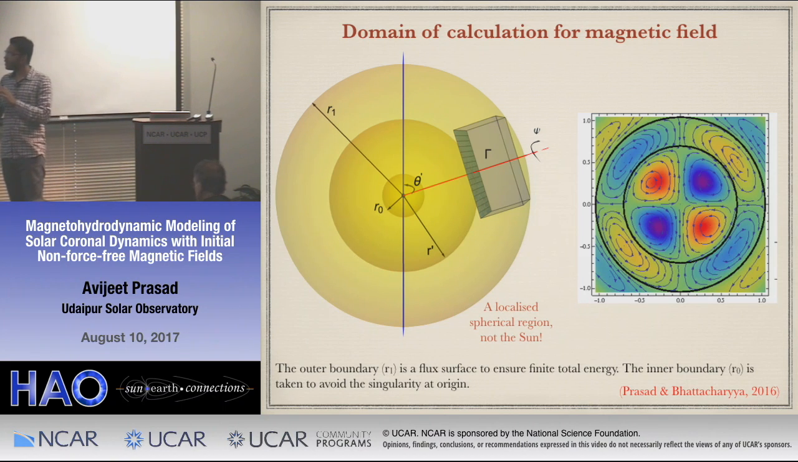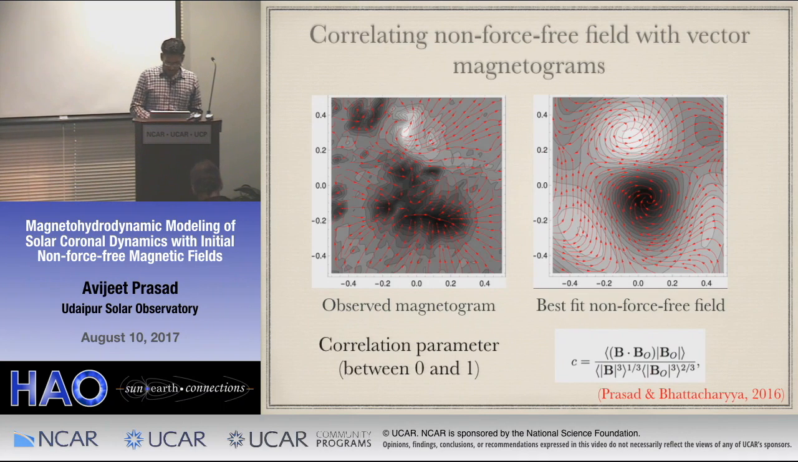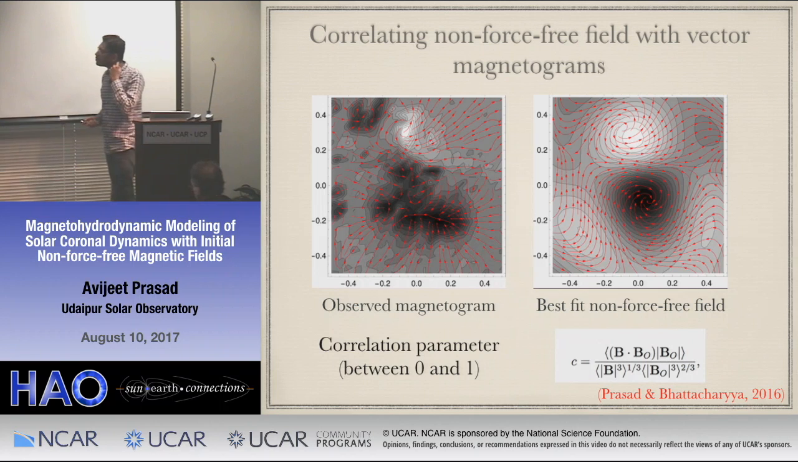So we have a bunch of parameters, this r prime, theta, psi, as well as the particular mode of the Chandrasekhar-Kendall solutions. By varying all these parameters, I can get a large number of template magnetograms that can then be compared with the observed magnetogram to obtain a best fit non-force free analytical solution. Here I show one such example.